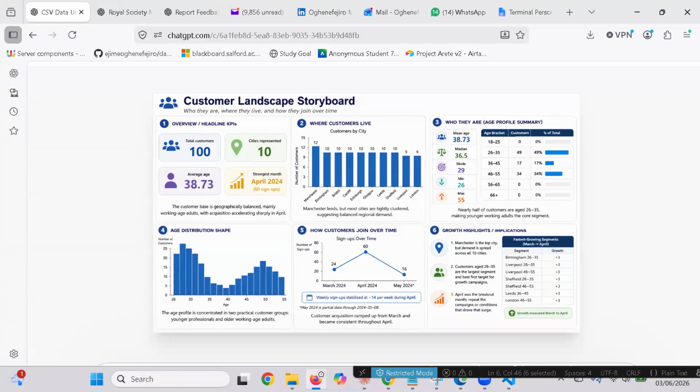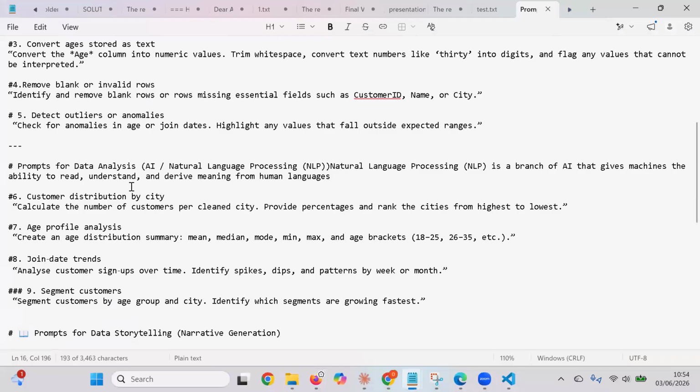That was our next aim. Look at this. Oh, no, it's not part of our diagram. Okay, city represented is 10. It's not part of it. So that was the prompt that we actually came up with: customer distribution by city. Calculate the number of customers per clean city.